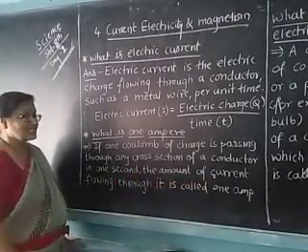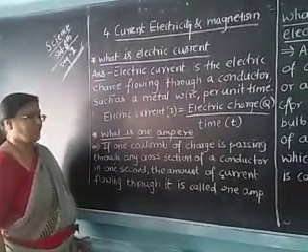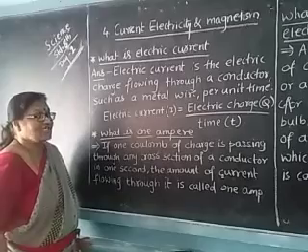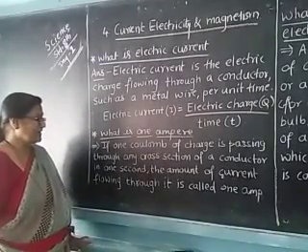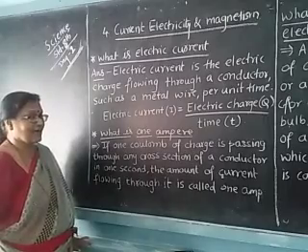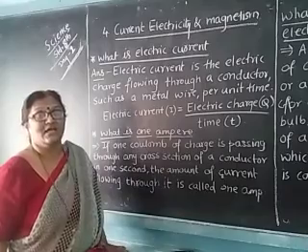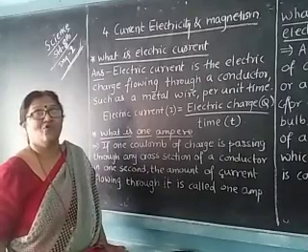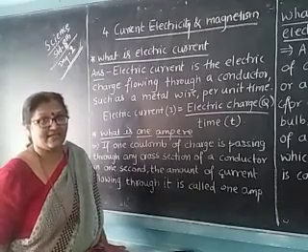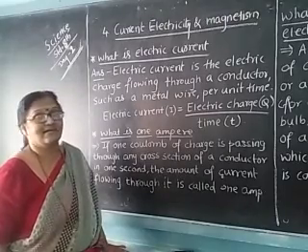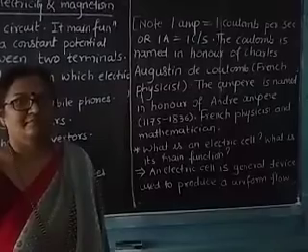Now here is what is actually shown. If 1 coulomb of charge passes through any cross section of a conductor in 1 second, the amount of current flowing through it is called 1 ampere. That means to become 1 ampere, the charge of 1 coulomb should be passed through a conductor in 1 second. Then we can say that the current flowing is nothing but 1 ampere.